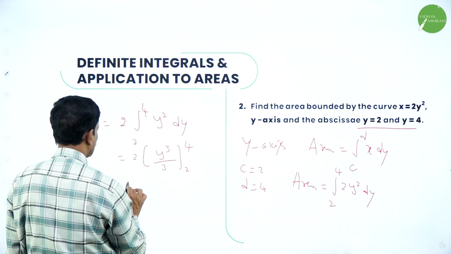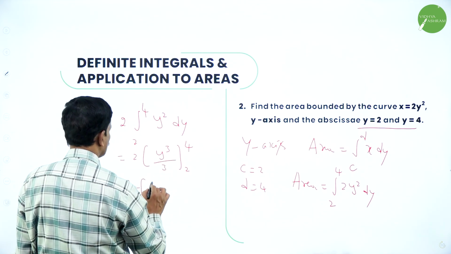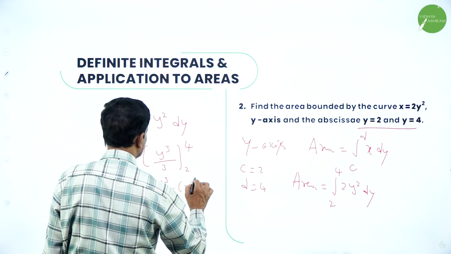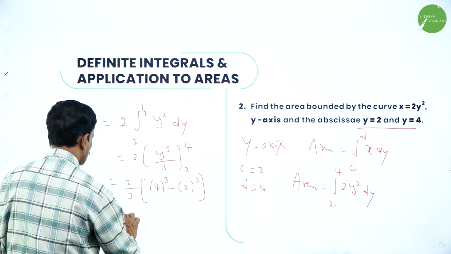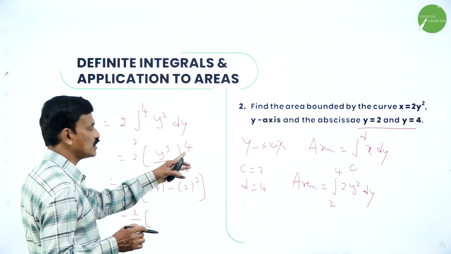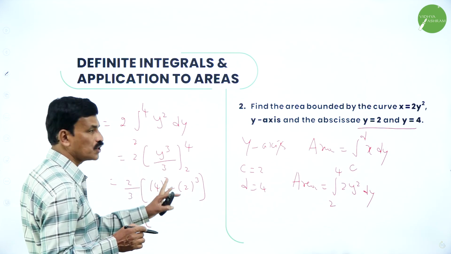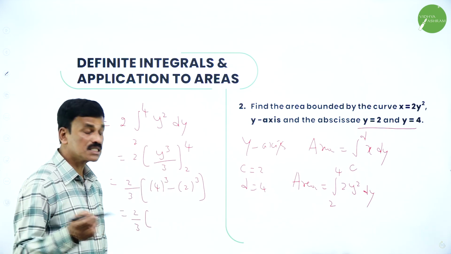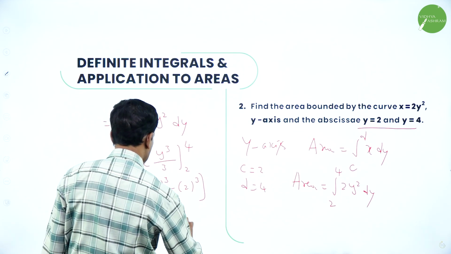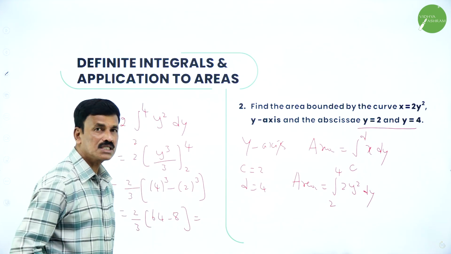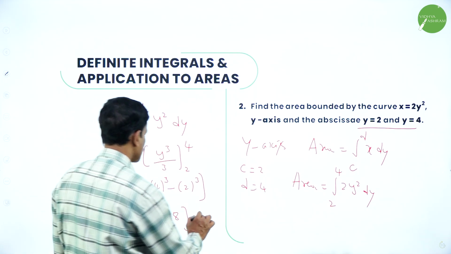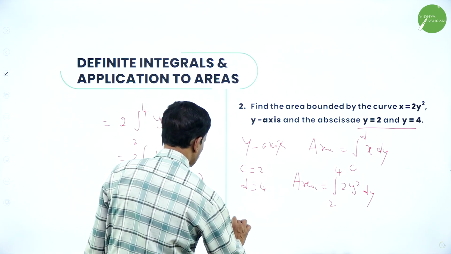You can take 3 out, so 2 by 3 into 4 to the power of 3 minus 2 to the power of 3, upper limit minus lower limit. 4 cube is 4 fours are 16, 16 fours are 64, minus 2 cube, 2 twos are 4, 4 twos are 8. Subtract these two. That's equal to 2 by 3 into 64 minus 8. 64 minus 8 is 56. 2 by 3 into 56.